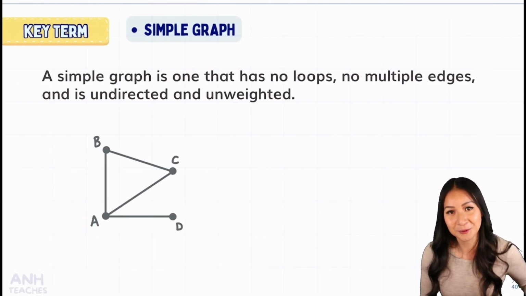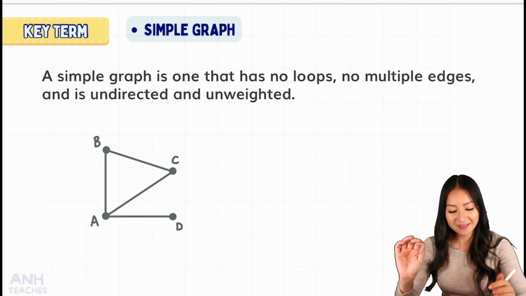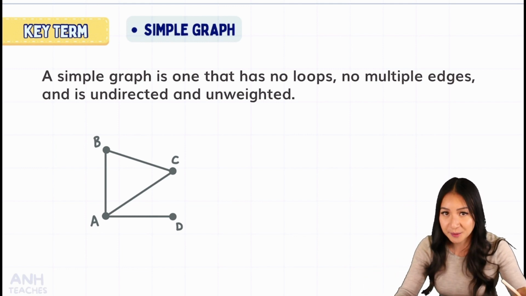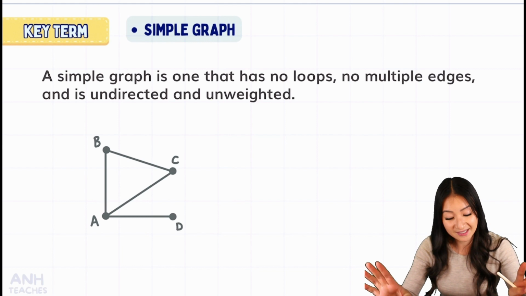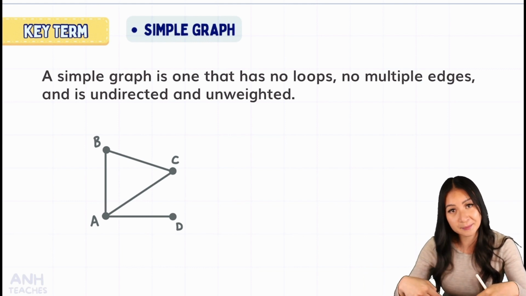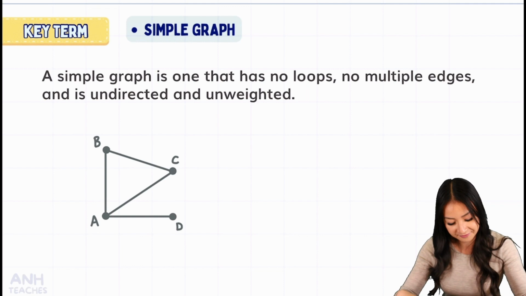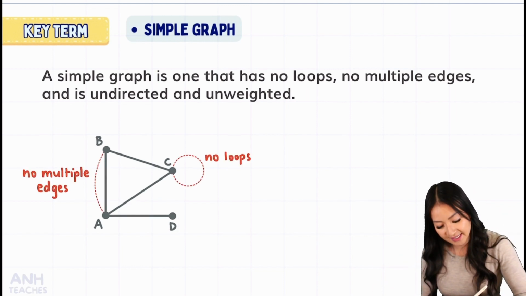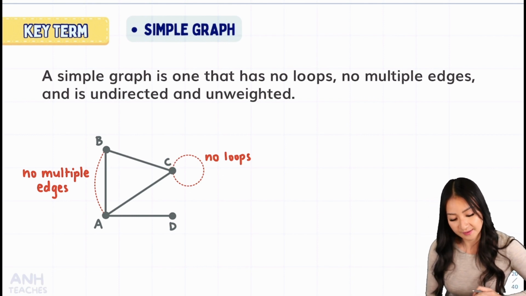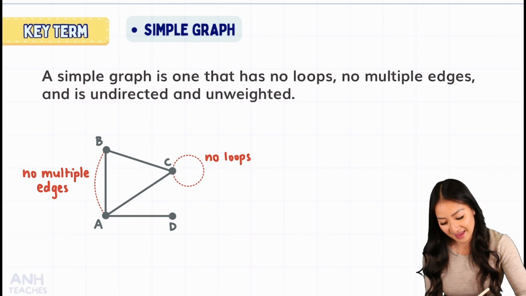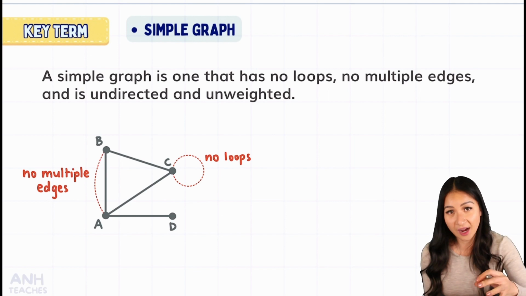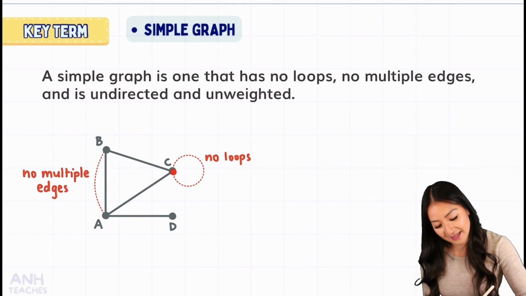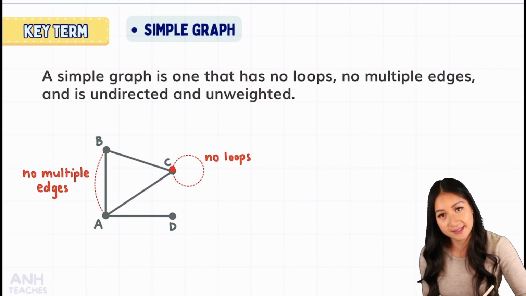Next, we have a simple graph, which is simply a graph that has no loops, no multiple edges, is undirected, and is also unweighted. So here's an example of a simple graph. Notice that it doesn't have multiple edges nor any loops. Now, I do want to point out that ACBA is a cycle or a circuit. It is not a loop. Remember, loops only connect one vertex to itself.